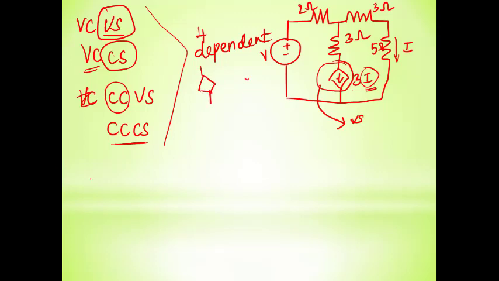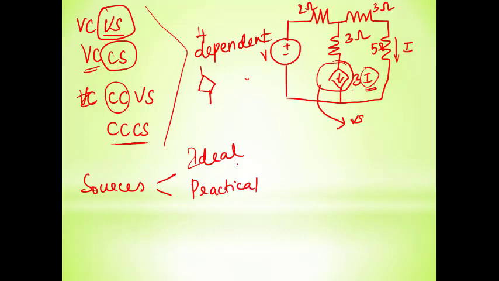Other than this, again the sources can be classified as ideal source and practical source. So the ideal source doesn't have any internal resistance. The voltage will be stiff and it will be constant throughout. It won't decay, or the voltage value won't change with respect to time. That is said to be an ideal source.